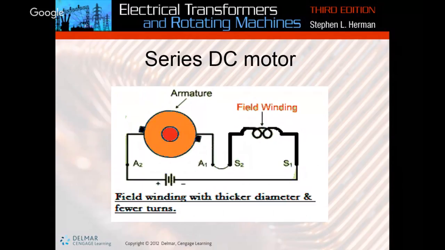So field windings are thicker diameter and have fewer turns. All right, the field coils of a DC motor are wound with relatively fewer coils as the current flowing through the field.